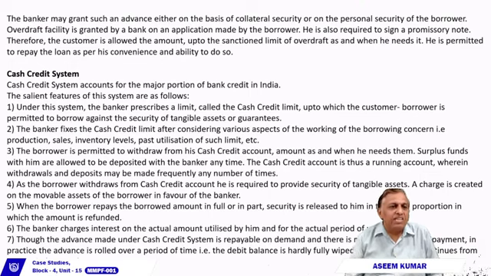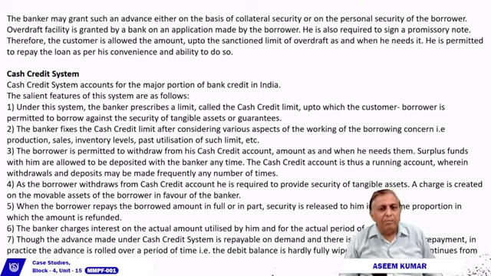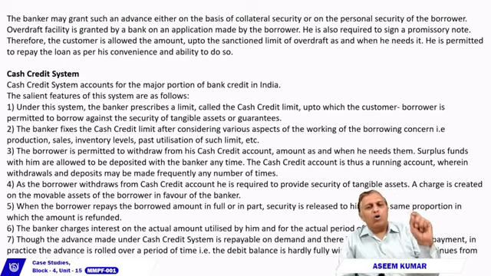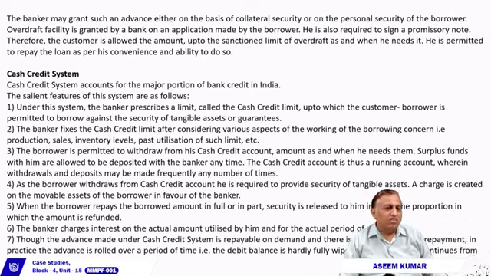Next credit system is cash credit system. Cash credit system accounts for the major portion of the bank credit in India. What are the salient features? Under this system, the banker prescribes a limit called the cash credit limit up to which the customer borrower is permitted to borrow against the security of tangible assets or guarantees. So the borrower gives some tangible assets and some guarantees, and the banker extends that cash credit limit to the customer.